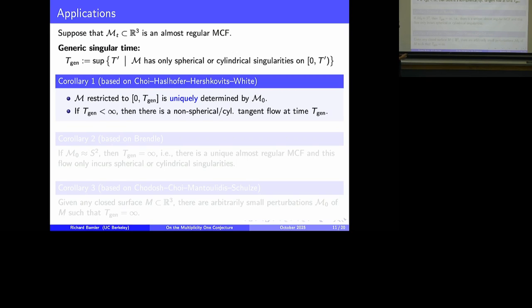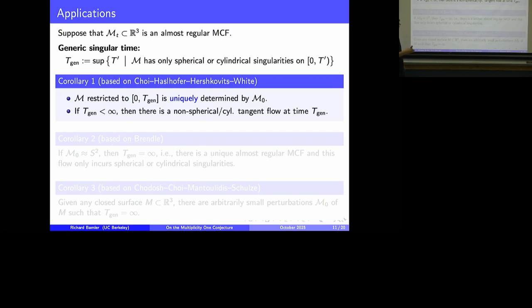And so the first corollary is really a result due to Choi, Haslhofer, Hershkovits, and White in several combinations. And we just removed the multiplicity one condition here. So it says that the flow restricted to the time interval up until the generic singular time is uniquely determined by the initial condition.